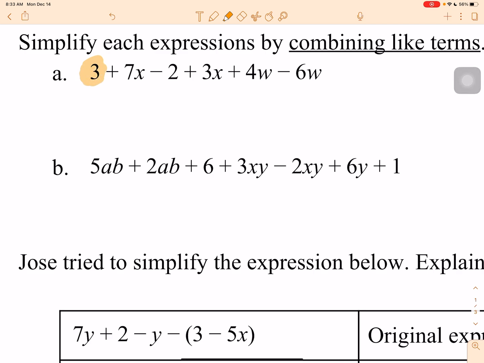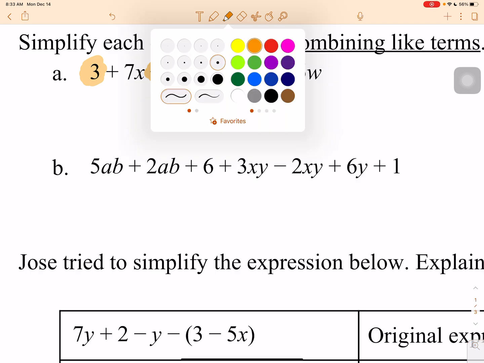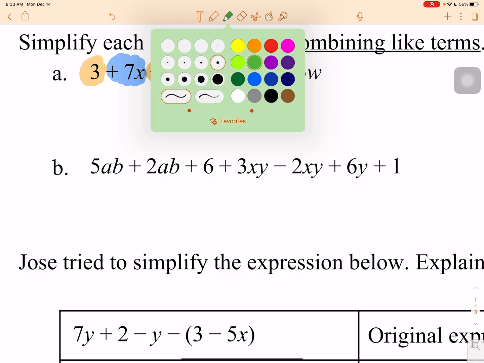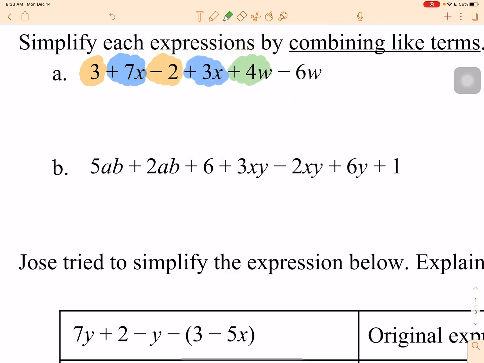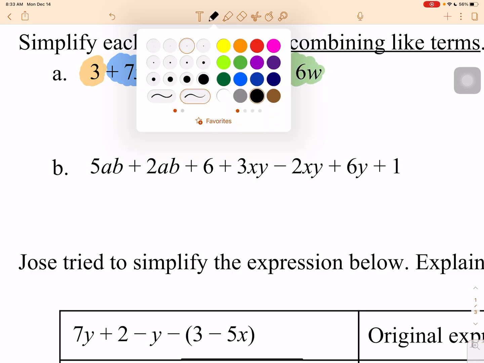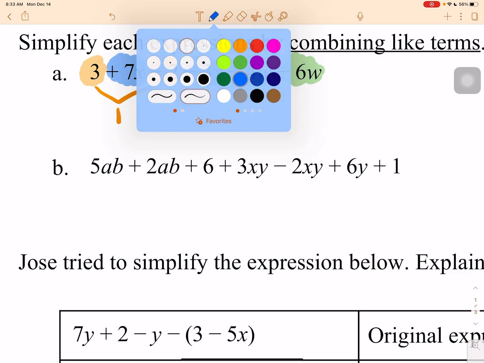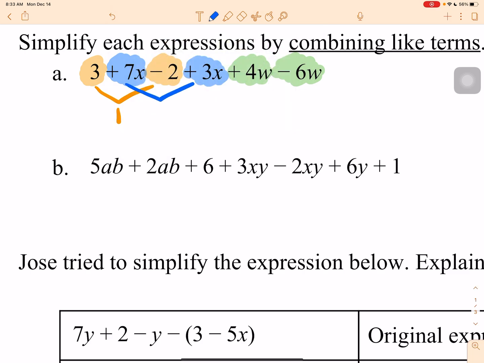So I see the 3 is a constant, so is the negative 2. There's no variable there. I have here the 7x and the 3x. And then I have 4w and negative 6w. Those are like terms. Okay? So 3 minus 2 is 1. 7x plus 3x is positive 10x because those two are both positive. And then 4w minus 6w is negative 2w.